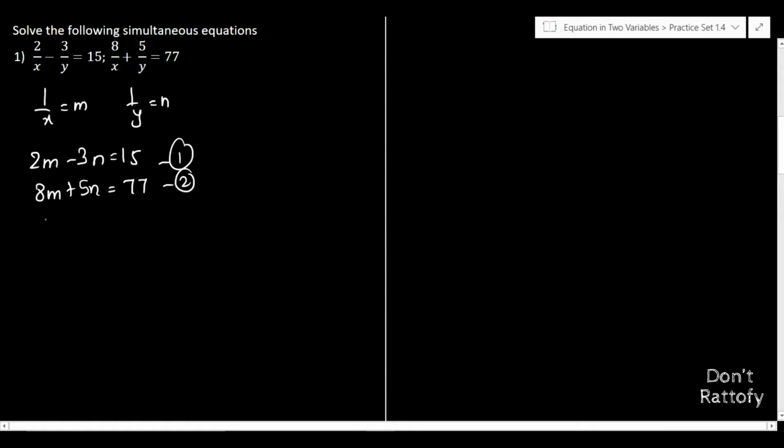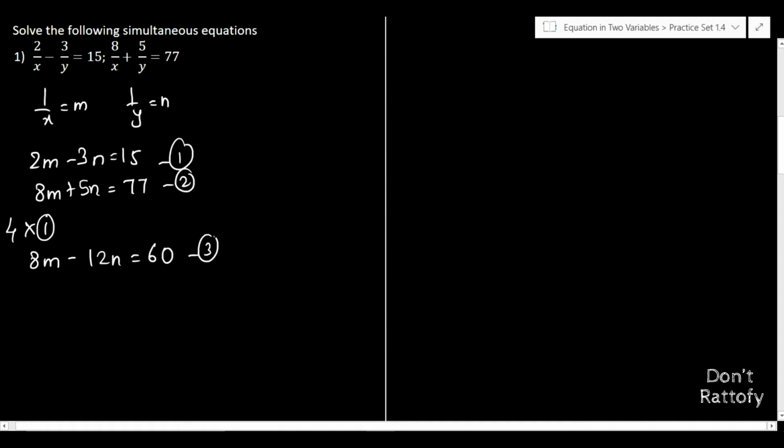Now you can see here, in the first equation I have 2m and in the second equation I have 8m. So I can multiply the first equation by 4. If I do so, it will be 8m minus 12n is equal to 60.